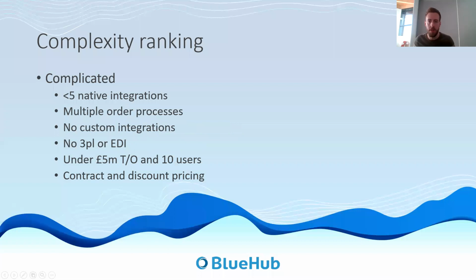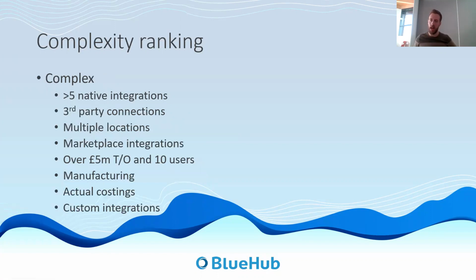Someone in the middle, someone who's complicated, they're likely to have less than 5 native integrations. So you might have a Shopify, a couple of Amazons, some email and phone orders. They're going to have multiple order processes, so maybe some e-commerce sales along with some marketplace sales. There's no use of third-party warehouses, that's what 3PL means, or EDI, which is how you electronically integrate with people like Tesco, John Lewis, big retailers. They're likely to be under 5 million in turnover and around 10 users, and they might start to include things like contract pricing and discount pricing.